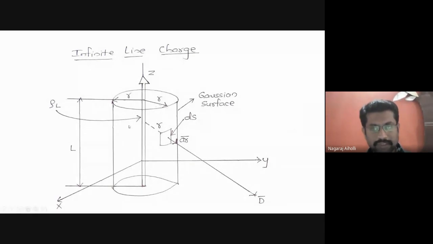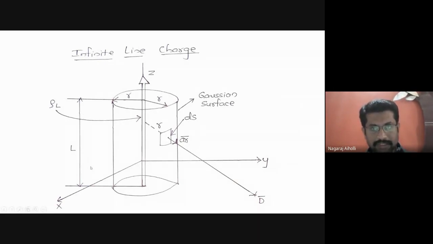We are considering the Gaussian surface as the right circular cylinder. Its radius is r. Then we have considered some portion on the right circular cylinder, that is dS. dS is the area which we are considering to find the electric field intensity. The flux will be directed radially outwards on the surface of the cylinder. This is the direction of the unit vector a_r. Then the length of the cylinder is L.